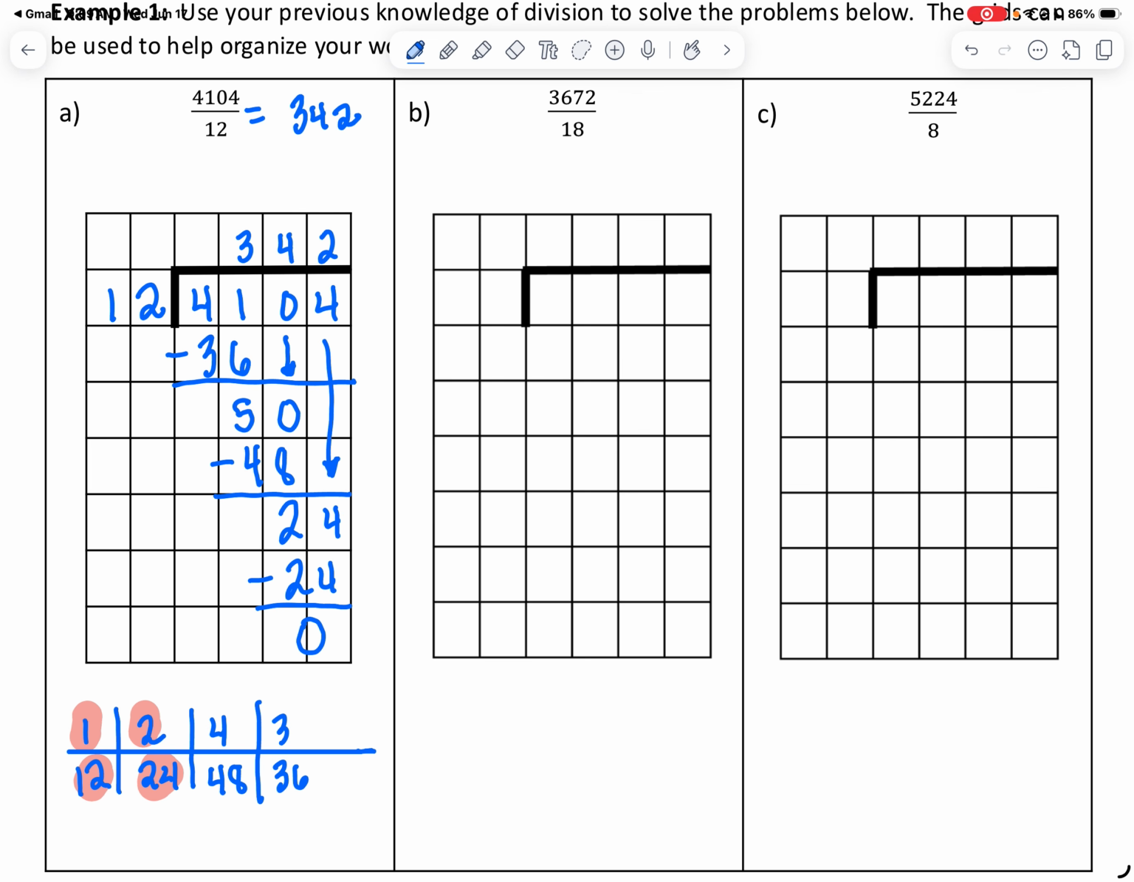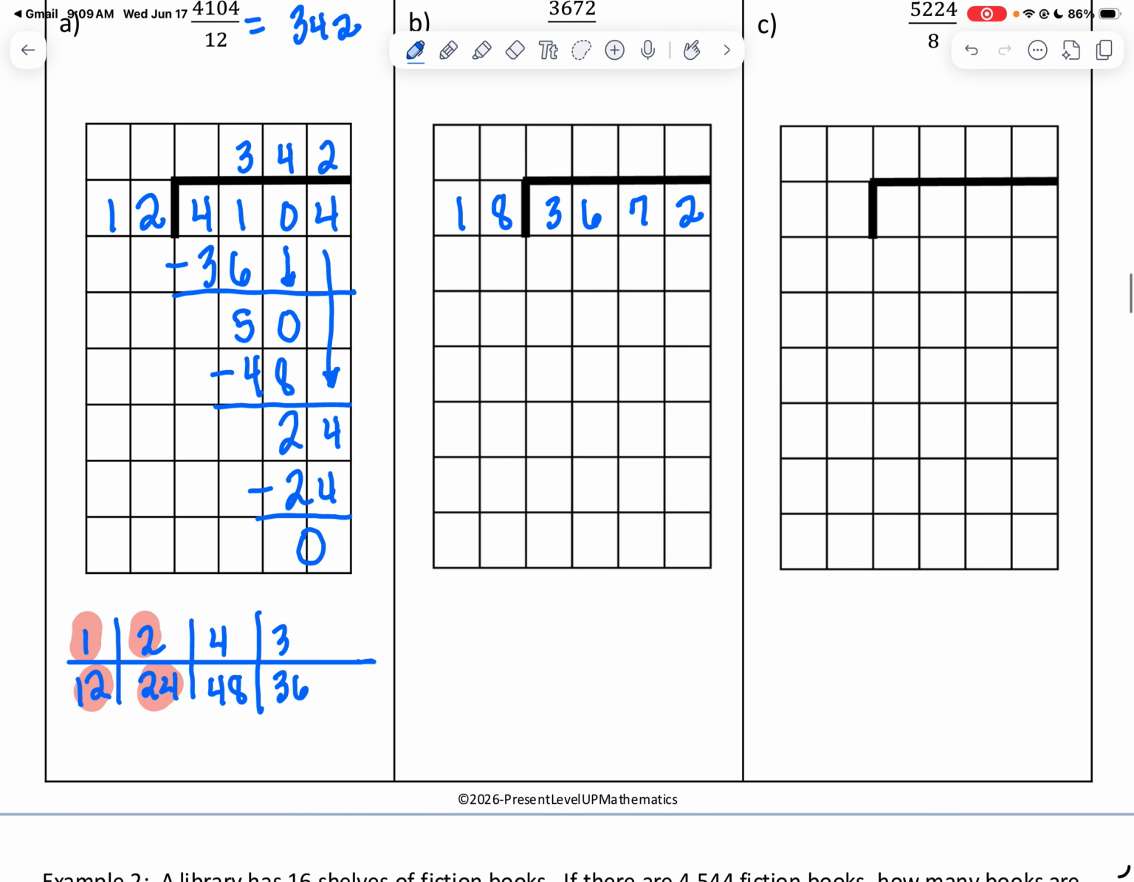All right, in our next problem, we have 3,672 divided by 18. So 18 is my divisor. That goes on the outside. And 3,672 is my dividend, so it goes inside. Now, I'm going to set up a ratio table here and just get some multiples of, what did I write down? This was supposed to be 18. We're wanting the multiples of 18. So 1 times 18 is 18. If I double 18, I get 36. If I double it again, I get 72. So there's some multiples of 18.